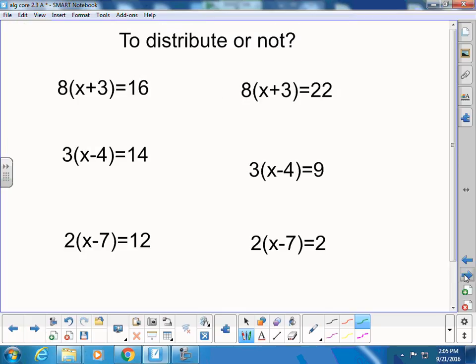To distribute or not to distribute. So we've done some distribution. Remember, this means how many groups, and this is what the groups are. Or we did 8 times 3 plus 8 times x plus 8 times 3.